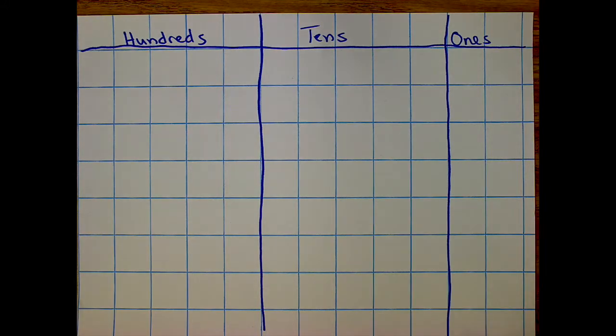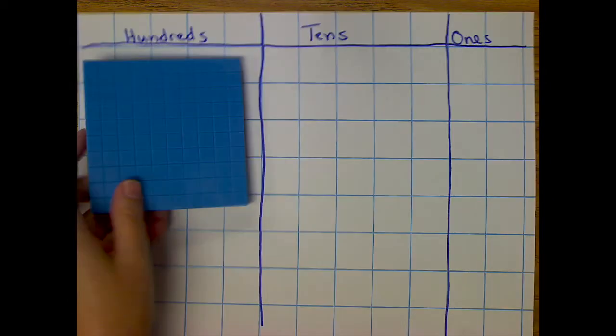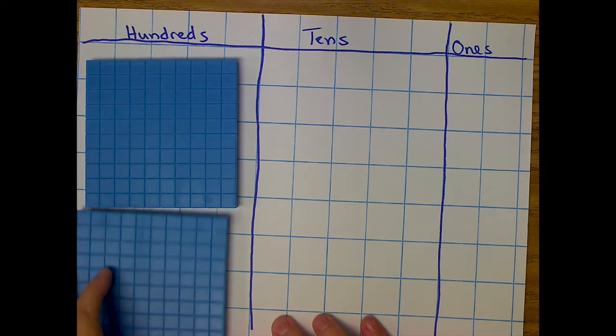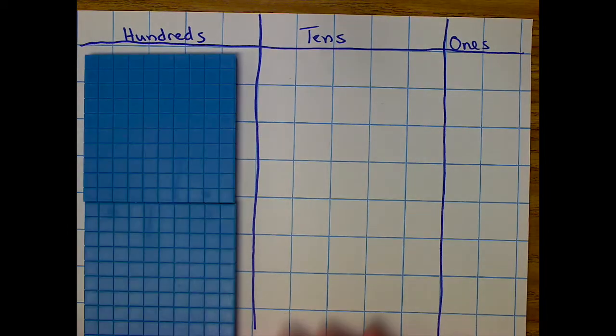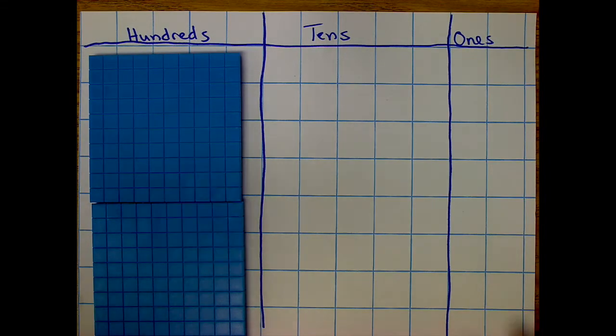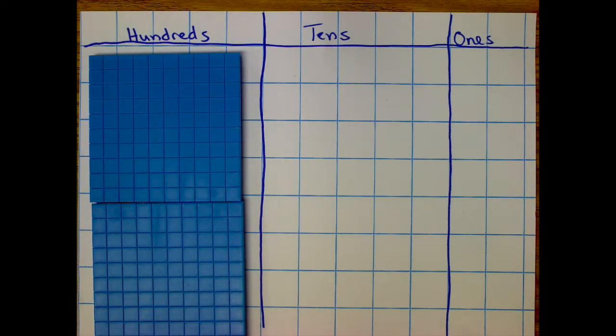So how many hundreds do I have in the number 200? Okay, I have 2. How many tens do I have in the number 200? You have 0 tens. Okay, I would have nothing in the tens, and how many ones do I have? Nothing. None. But I have to take one away.